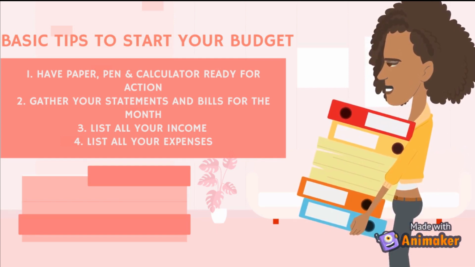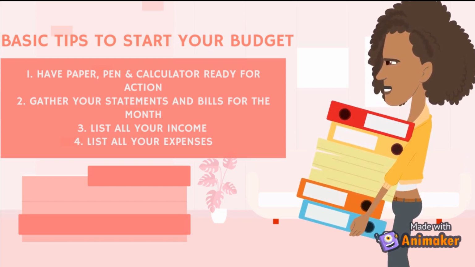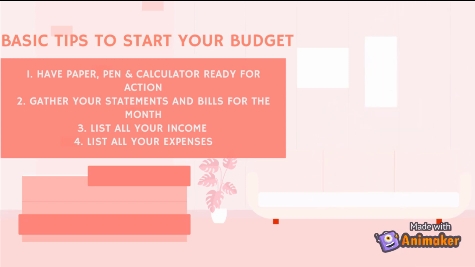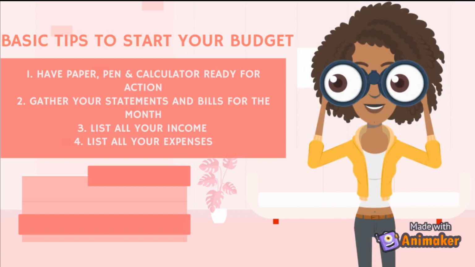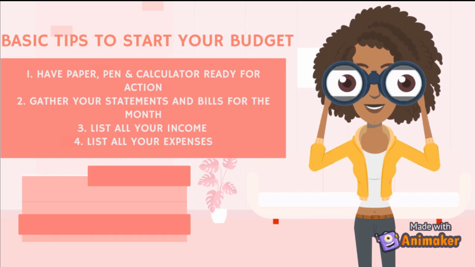Secondly, make sure you print out every single record from the last 3 months, including all credit card statements and checking accounts. Print everything that has any record of your money that came in or went out. Next, you need to list all your incomes, and the final step, list all your expenses.